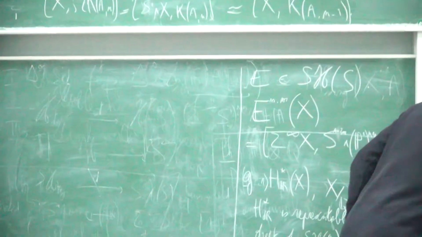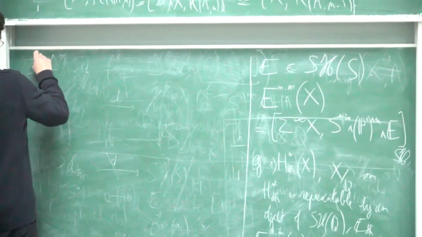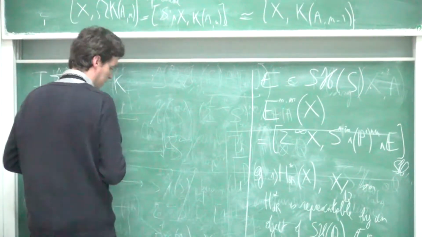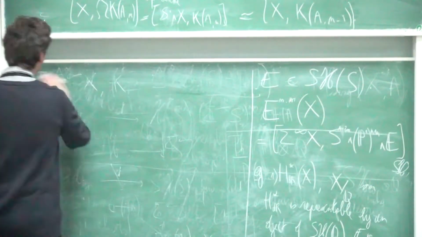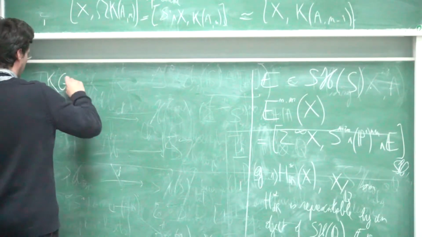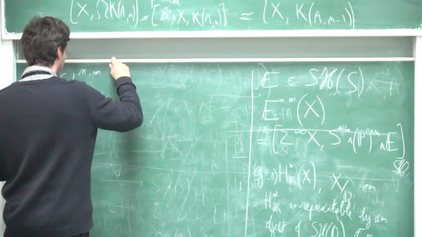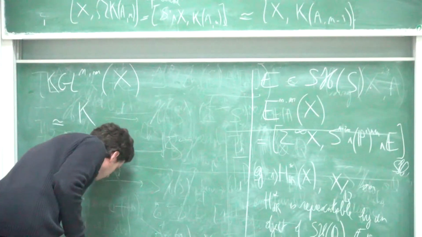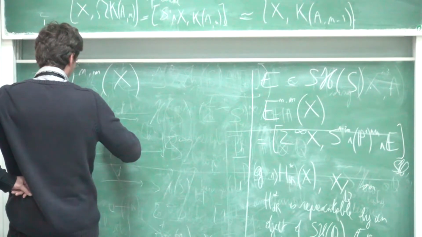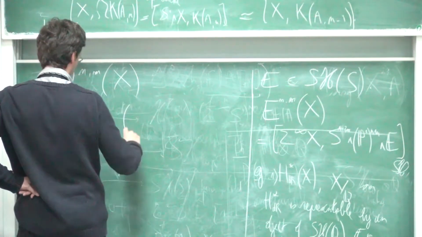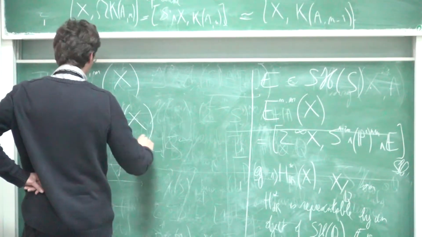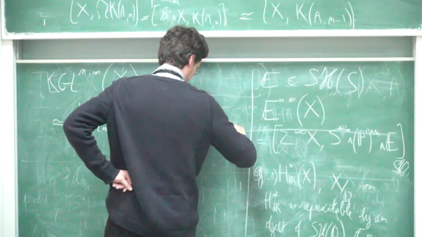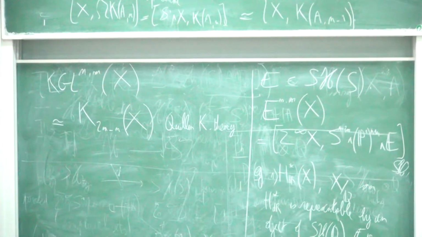And the point which follows from a theorem of Morel and Voevodsky is that the stable homotopy classes of maps from sigma infinity of X, with coefficients in, or let's say, sorry, the cohomology represented by KGL, satisfies this property: KGL^{n,m} of X is isomorphic to the K-theory K_{2m-n} of X. Okay.